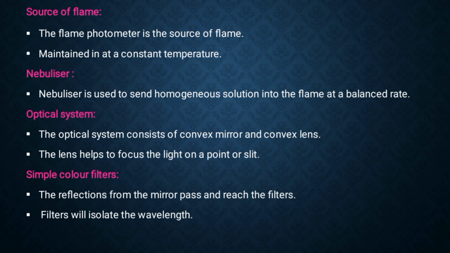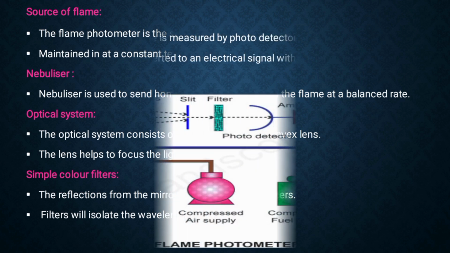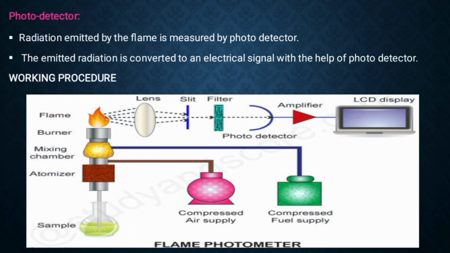Next, the simple color filter. The reflection from the mirror passes through the slit and reaches the filter. These filters will isolate the wavelength to be measured from other irrelevant emissions. Photodetector. The intensity of radiation emitted by the flame is measured by the photodetector. The emitted radiation is converted to an electrical signal with the help of the photodetector. These electrical signals are directly proportional to the intensity of light.